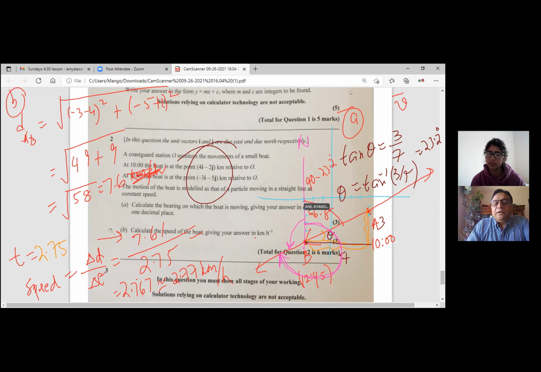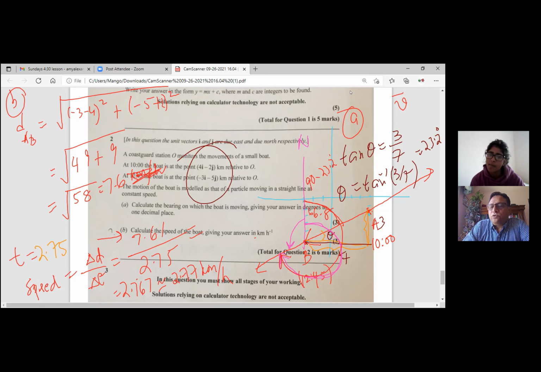Now, from here, 66.8 and then plus 180. Do you see that? Correct. 246.8. That is your bearing angle. You get the idea? Yeah, I think when I did it, I kind of stopped. I just did the 66.8. I didn't add on the 180.